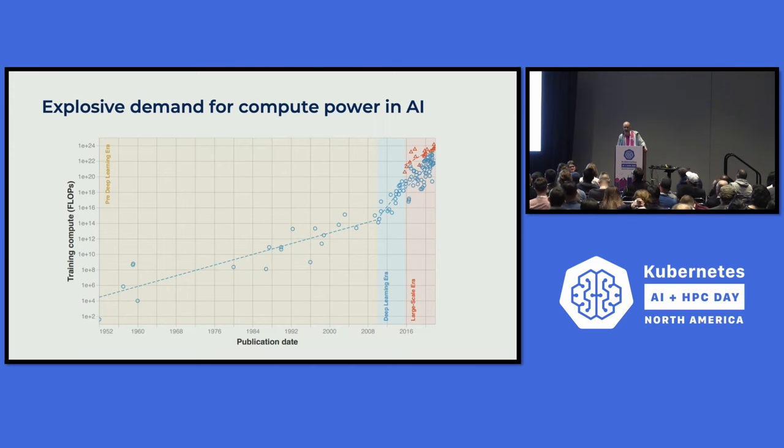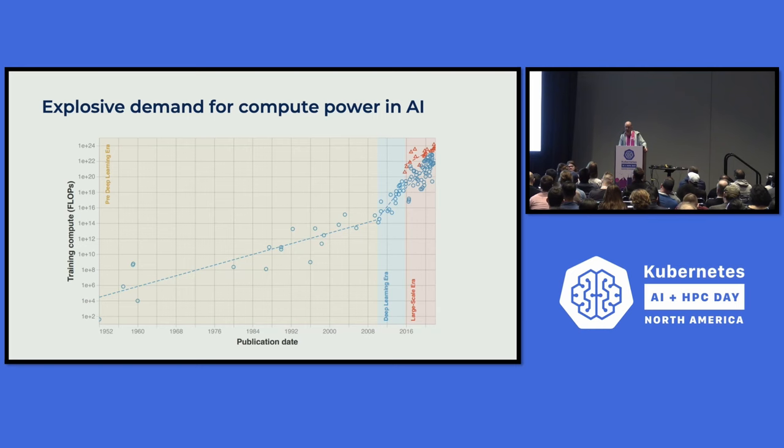We're seeing this trend in the last 10 years that there is explosive demand for compute power in AI. This graph shows the computing power that is required to train state-of-the-art models versus the time in which those models were published. The blue part and the red part are the deep learning era and the large language era. Since 2012, 2013, there has been a huge increase in the computational power requirements to train state-of-the-art models. In the last decade, we saw 8 orders of magnitude increase in computing power. 8 orders of magnitude, that's a 100 million times increase in computing power to train state-of-the-art models.